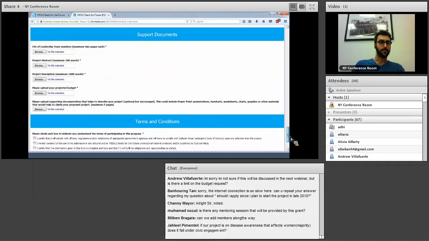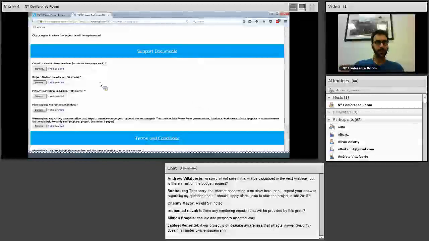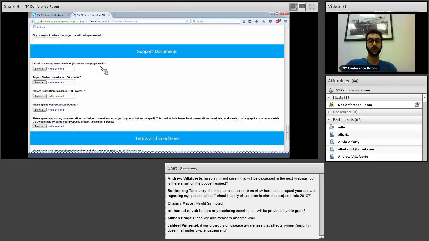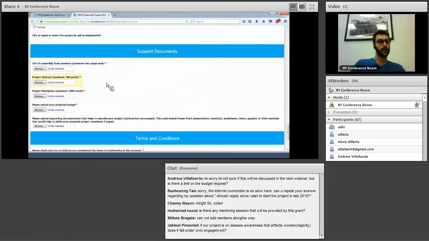Then comes the key part of the proposal, the support documents. Here, CVs of leadership teams, maximum 2 pages each. Make sure you follow instructions. Following instructions, as we saw in the first document, is crucial for getting accepted for a grant. Your project abstract is essentially an elevator pitch of what your project is. 100 words telling us what your project is and what it will do. Maximum 100 words. Keep this short.